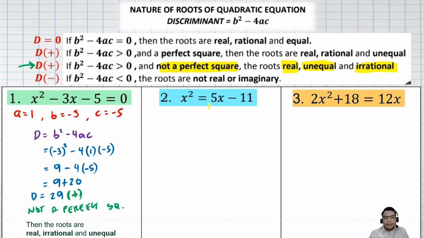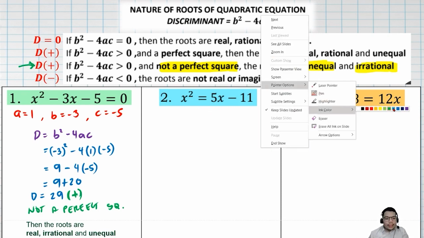Next, let's consider example number 2. So, in this case, this is not yet in standard form. So, we just need to transfer the values from the right side of the equation going to the left side to make it in the form of ax squared plus bx is equal to c. So, in that case, we'll try to make it in standard form.